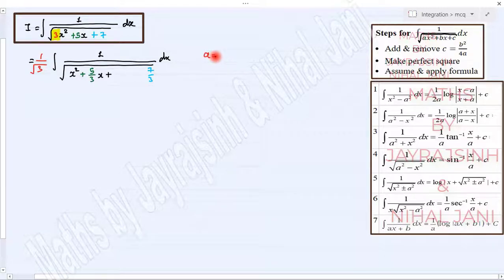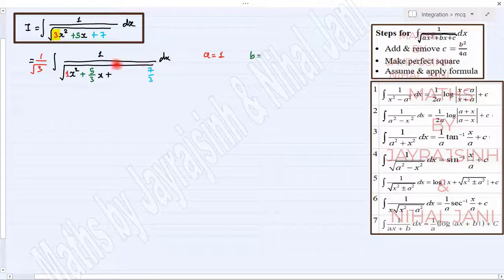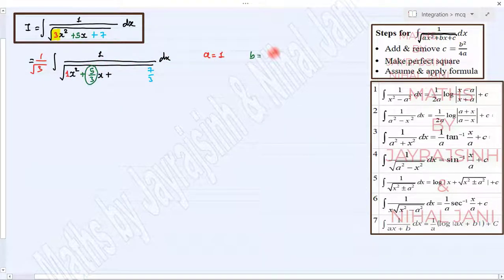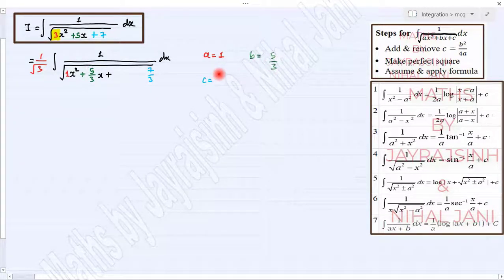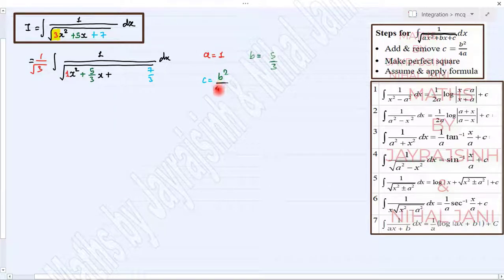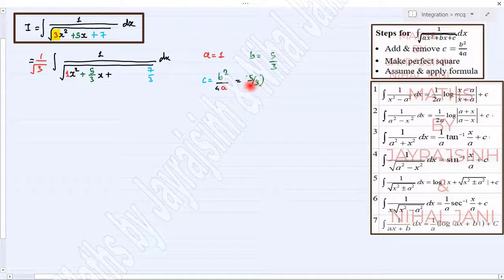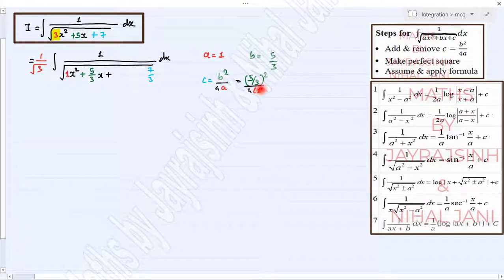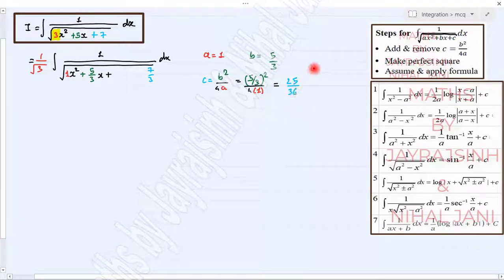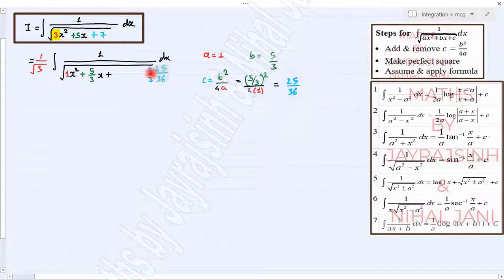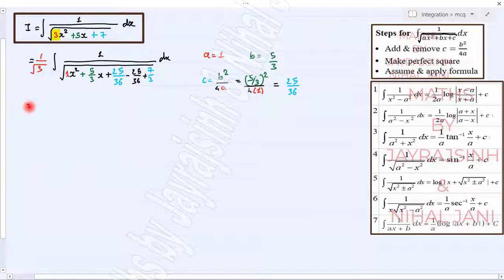Now, we have a equal to the coefficient of x square, which is 1, and b, the coefficient of x, is 5 by 3. We can obtain our required last term using b square upon 4a, where b is 5 by 3 and a is 1. So we will get 25 by 36 as your last term. So let's add and remove 25 by 36.